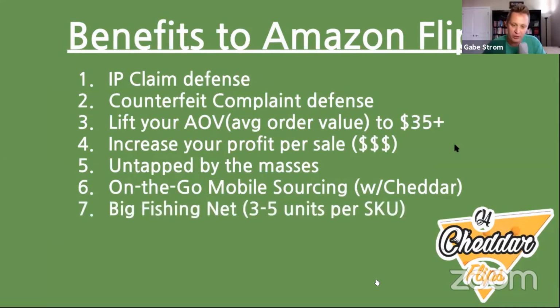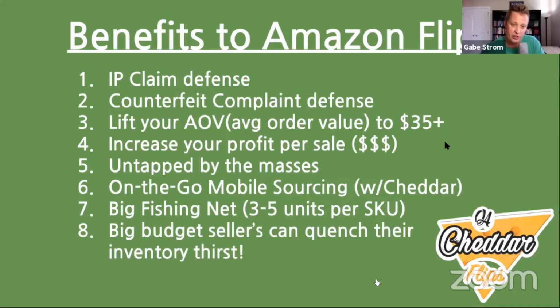So mobile, we talked about this briefly, Grant, big fishing net. You're able to cast a wide net with this strategy. Oftentimes it's 1 to 2 units. Amazon lets you purchase sometimes 3 to 5. It's not that many. So you're going very shallow, and you're going wide with your product. So it gives you access to other inventory that other sellers don't have.